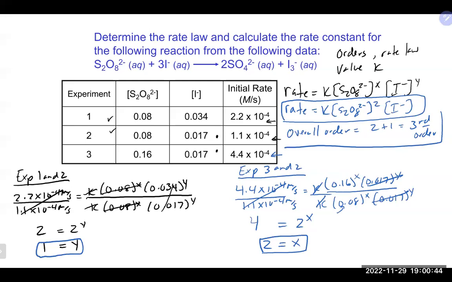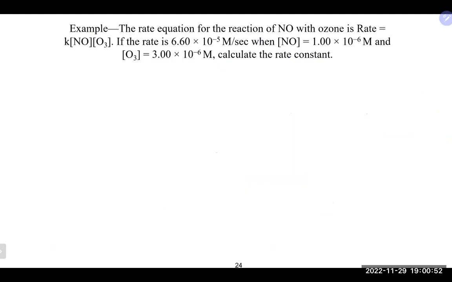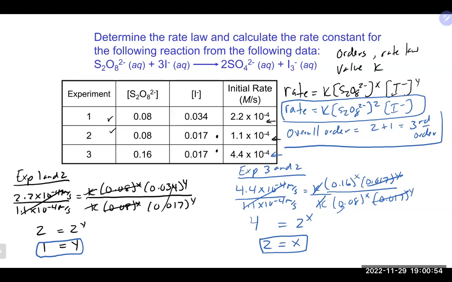Now that we do have the orders, we can use our rate law and solve for k and actually get the value of k. In this case, k will equal our rate divided by [S2O8 2-]. We do need to square it, and our [I-]. Once again, you could choose any of the entries in the table because it's a rate constant. Each one should really give you the same value. So I'm just going to choose number 1 again.